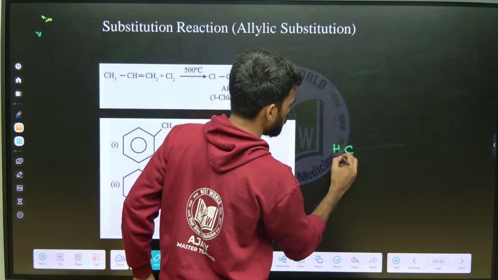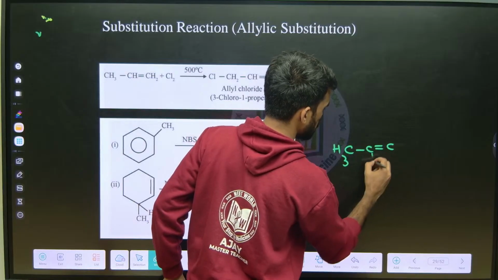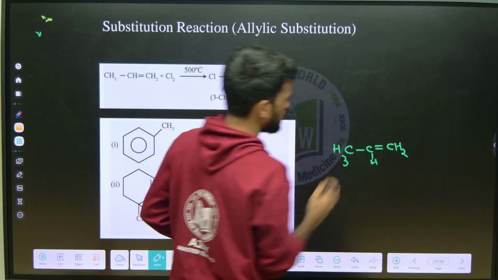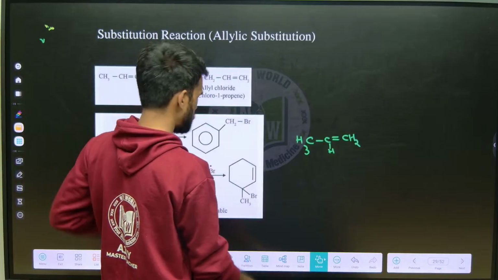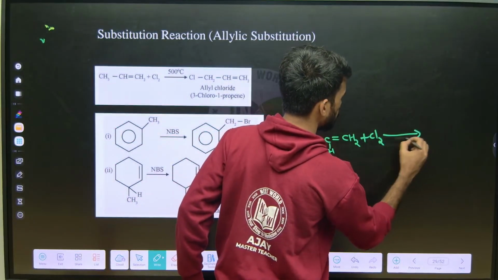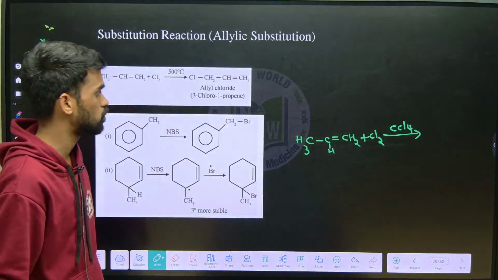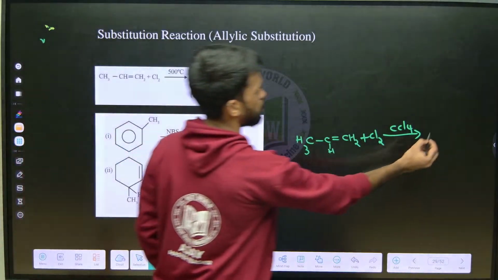See, simply if they mention like this, C triple bond, C double bond, C, H and H2, a given alkene treated with Cl2 in presence of a non-polar solvent like CCl4. So tell me what is your answer, they may ask here.